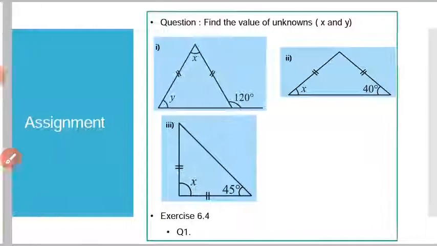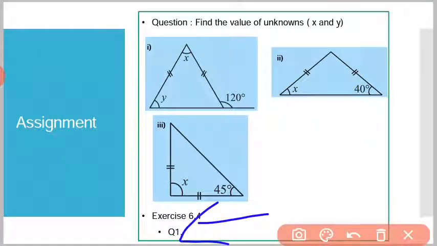Second question, what you have to do is question number 1 of exercise 6.4.